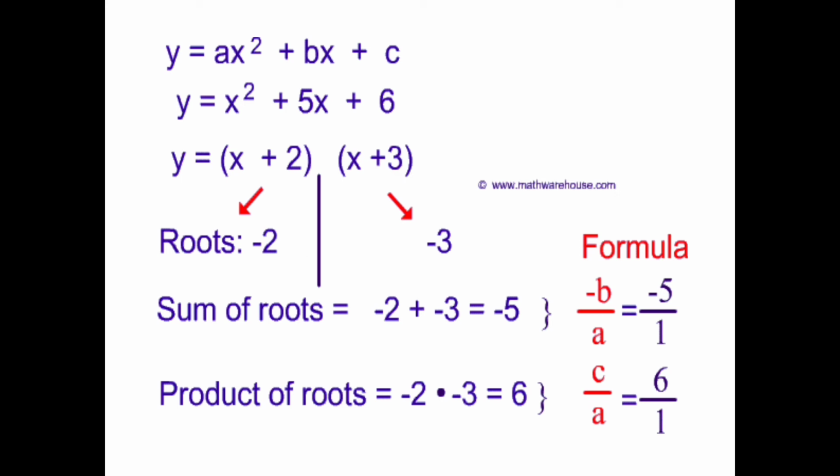Now if we compare it with the general form of a quadratic polynomial, we find here b is 5 and a is 1, and if we find the ratio, we get minus 5 upon 1, and that is similar to the sum of the roots. And here also, if we find c upon a, the value of c is 6 and a is equal to 1. So the ratio is 6 upon 1. Then we can verify that our sum of the roots and product of the roots are the same after putting the values in the formula.